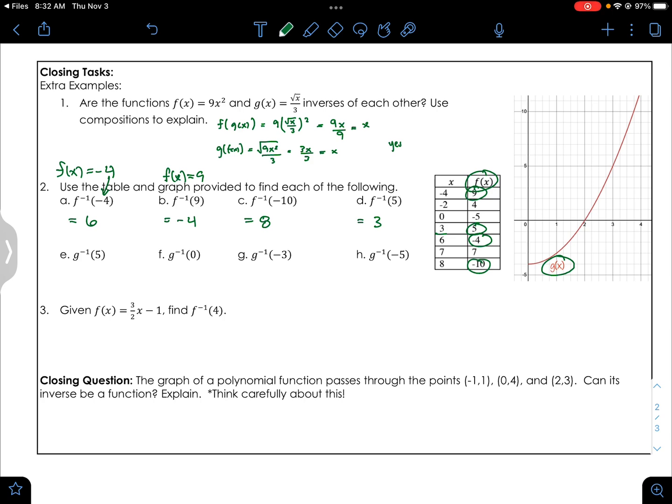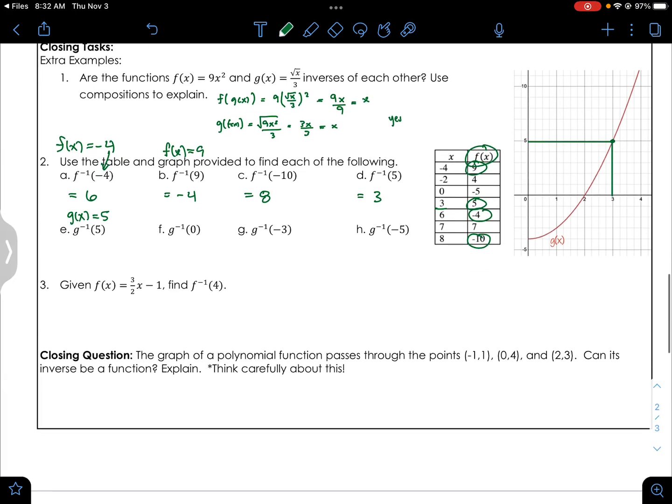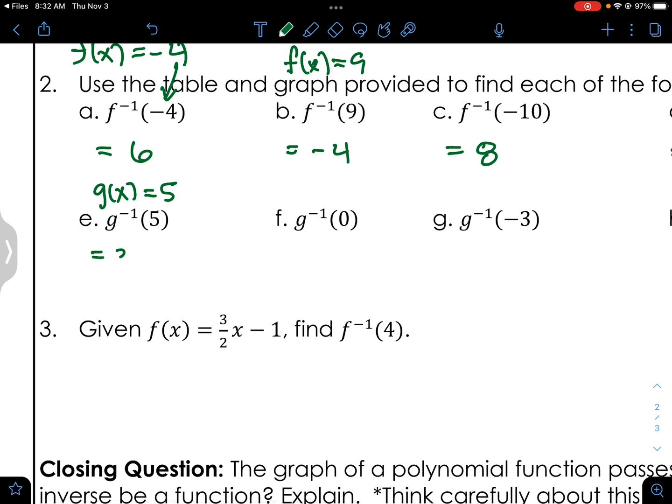And you can do the same thing with g of x. When you have a graph, it says g inverse of 5. So again, if this is g, this means I want to know what was the x value when g of x was 5. So there we go, there's 5. So that would be 3. So g inverse of 5 is equal to 3.